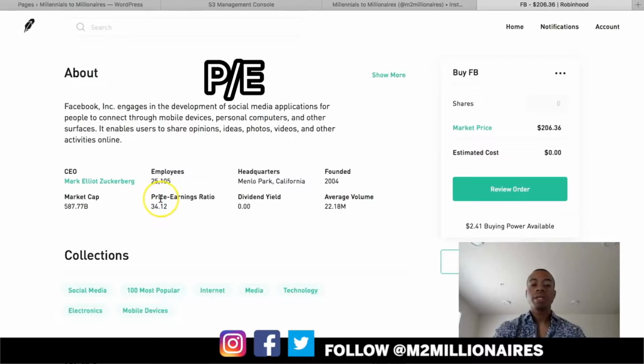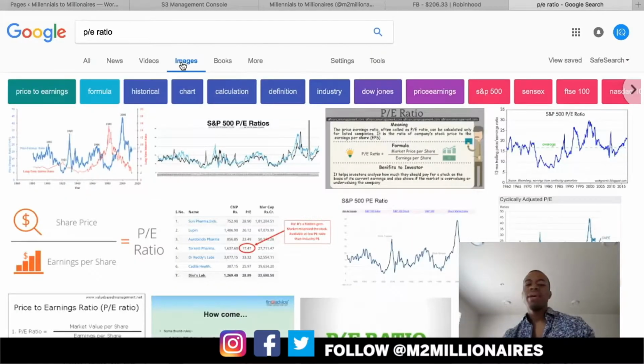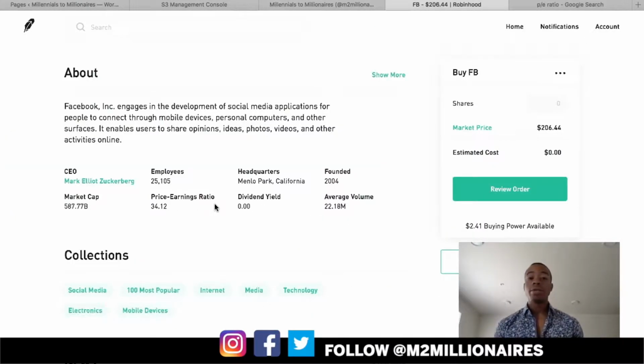Price per earnings ratio. P/E. Price per earnings ratio is used by investors to analyze and compare 2 stocks in the same industry. So like we may be comparing, hey, do I want to buy Facebook or do I want to buy Twitter? Well, you want your price per earnings ratio to be as high as possible. And you get this number by taking the market price here and dividing it by another number called the EPS.